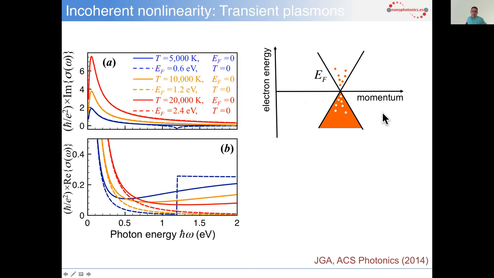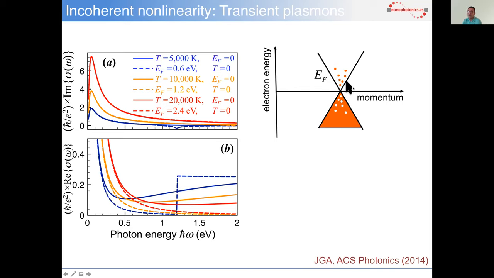Okay. There is also this incoherent nonlinearity, maybe less relevant for harmonic generation, but I think it's interesting anyway. So when you hit this material, graphene, with a light pulse, you create electrons and holes. Eventually they thermalize, and they behave.